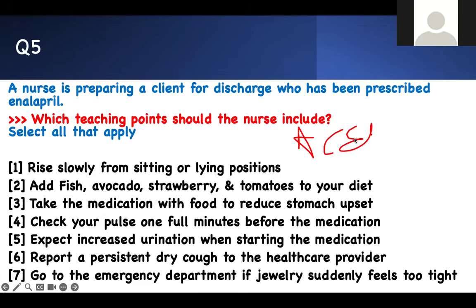This teaching is good. Add fish, avocado, strawberry, tomatoes to your diet. These are all potassium-rich foods. You should avoid it, right?